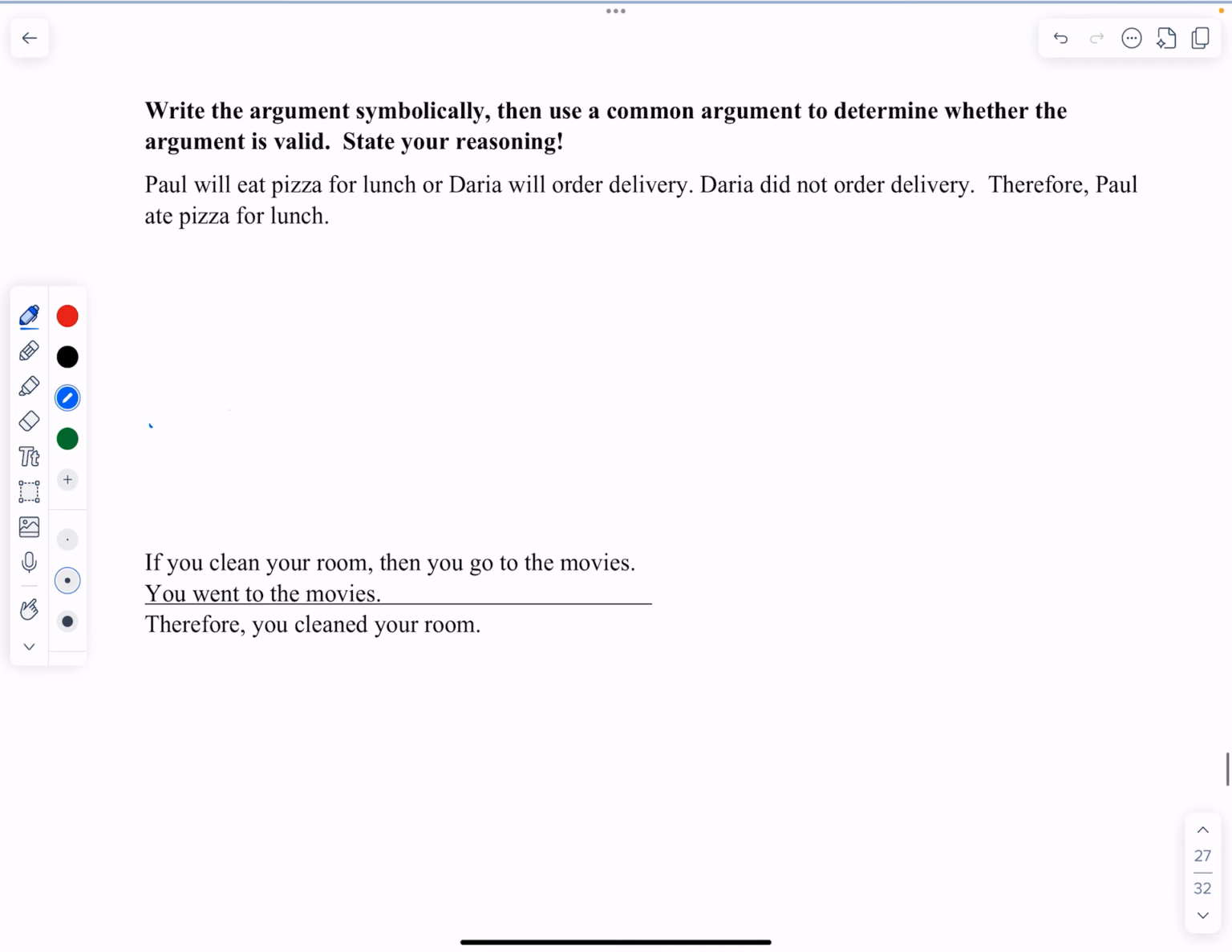Write the argument symbolically, then use a common argument to determine whether the argument is valid. State your reasoning. Paul will eat pizza for lunch, or Daria will order delivery. Daria did not receive delivery, therefore Paul ate pizza for lunch. All right, so let's let P equal Paul will eat pizza for lunch. And let's let Q equal Daria will order delivery.